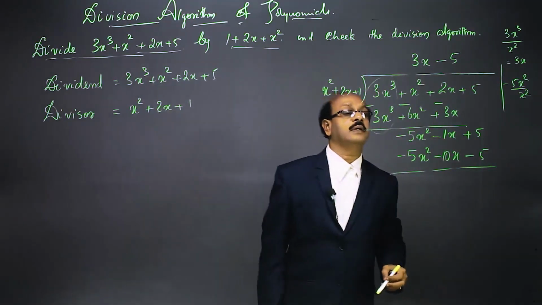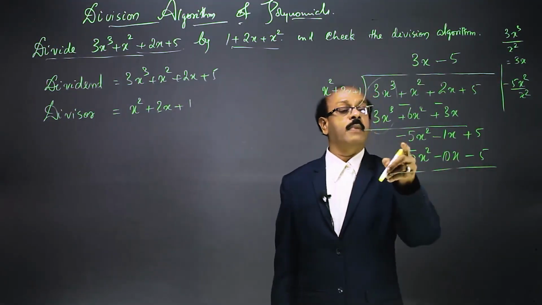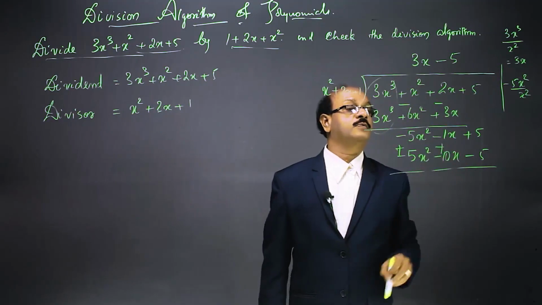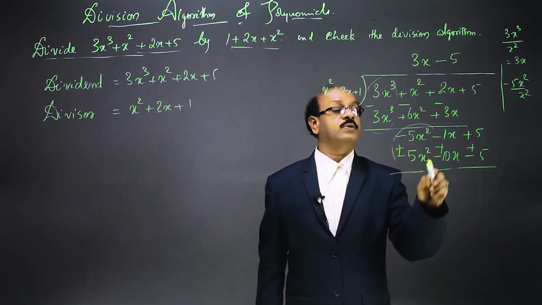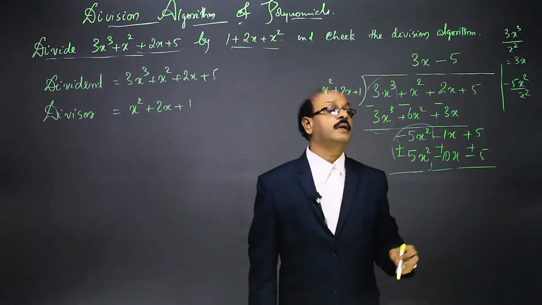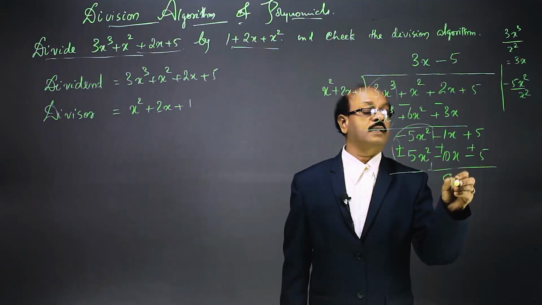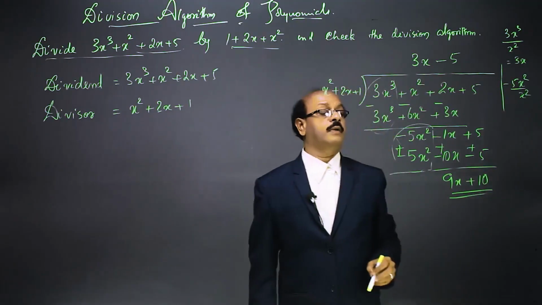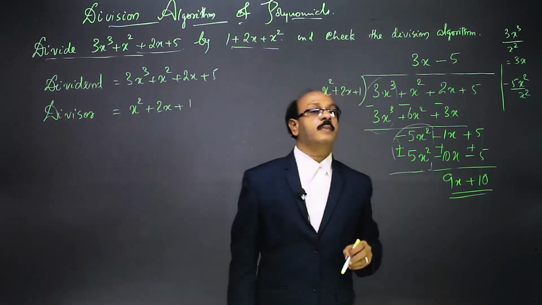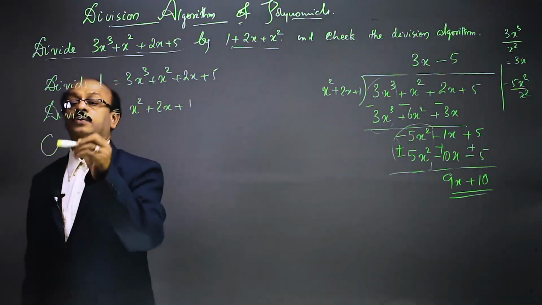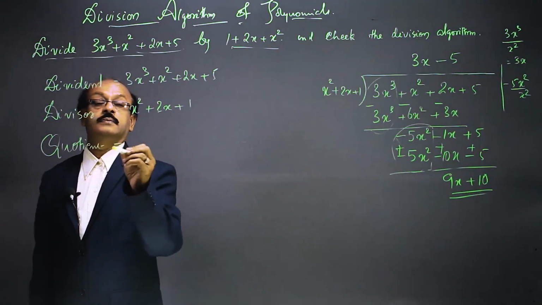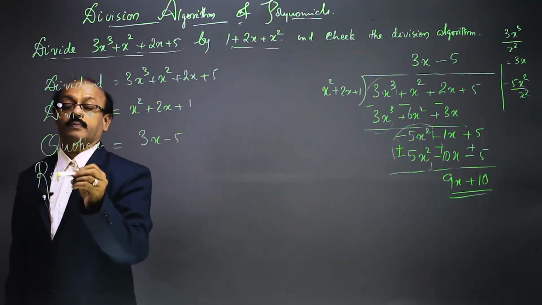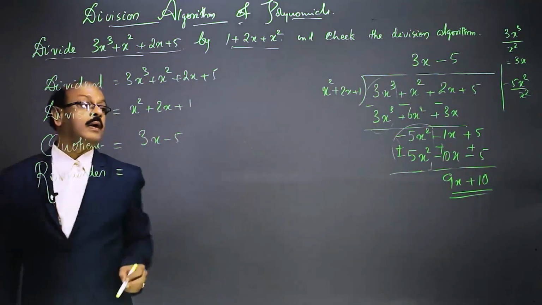Here also we have to subtract minus 5x square minus 10x minus 5 from minus 5x square minus 1x plus 5. So, we have to change the sign. Here it is plus, here also it is plus, and here also it is plus. Minus 5x square plus 5x square get cancelled. And minus 1x plus 10x is equal to 9x. Plus 5 plus 5 is equal to plus 10. This is the remainder we are obtaining on division. 9x plus 10 is the remainder, and 3x minus 5 is the quotient.